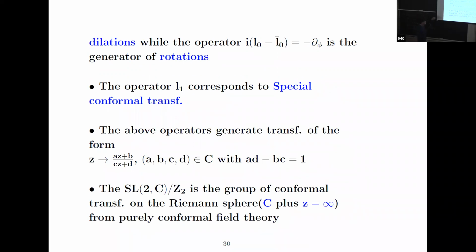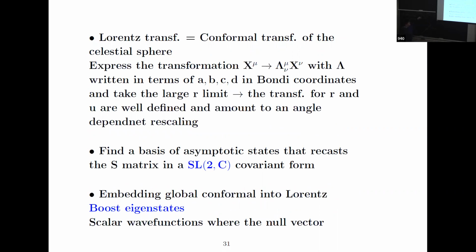So we have the complex plane plus the point z equals infinity. This is the usual SL(2,C) element, with some constraint here, and the transformation is given by this. Then we need to understand what the Lorentz transformation is in terms of the previous A, B, C, D in Bondi coordinates. Taking the large r limit, we have the appropriate transformations for r and u with some angle-dependent rescaling. So we want to read out the S-matrix in an SL(2,C) covariant way.